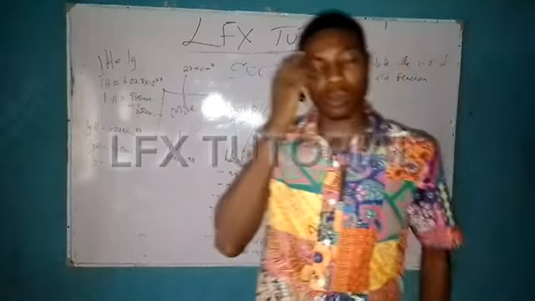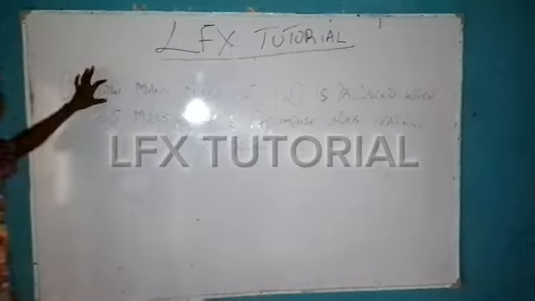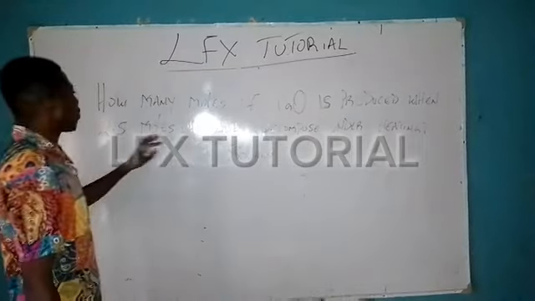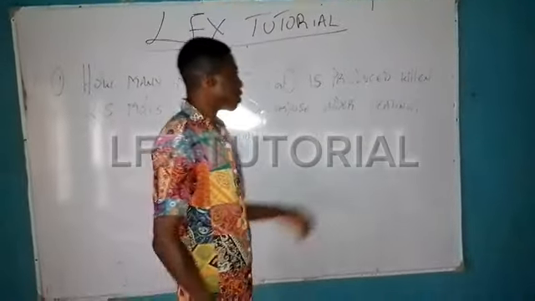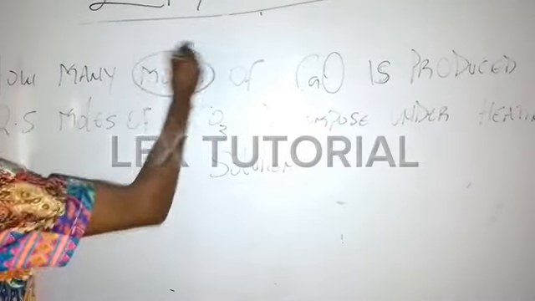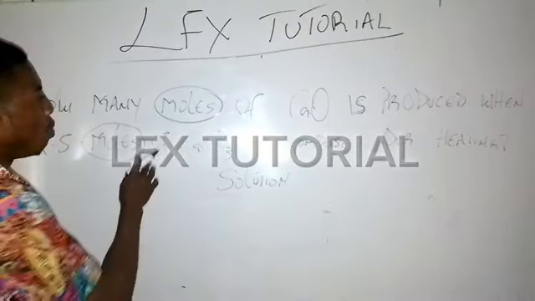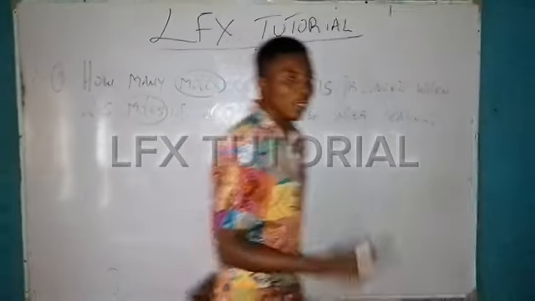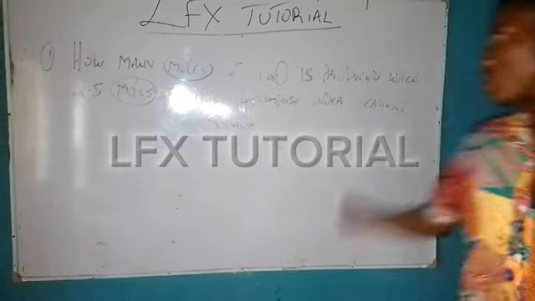So we are going to be looking at one question briefly. Our first question: how many moles of calcium oxide are produced when 2.5 moles of calcium carbonate decompose under heating? So what is our question now? Moles of this and moles of this. Did you see it now? This is mole to mole stoichiometry. Once you see this in JAMB, start laughing because we only have one formula.